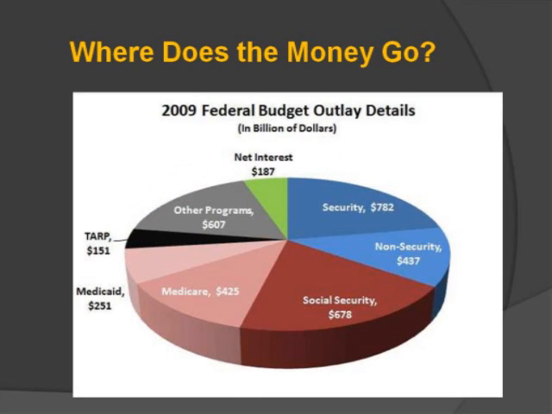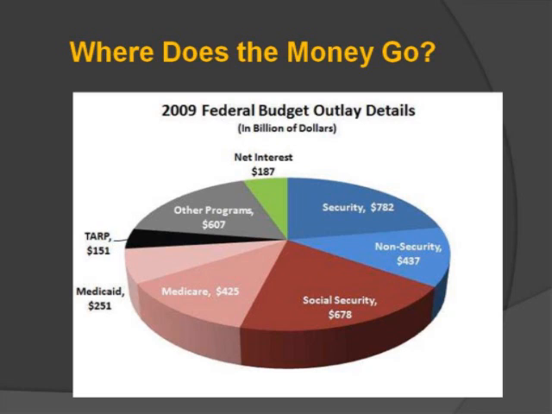In 2009, this is what it looks like. If you look at the blue area, that's security, that's Department of Defense, National Security, Homeland Security, it was $782 billion. Non-security oriented infrastructure was $437 billion.